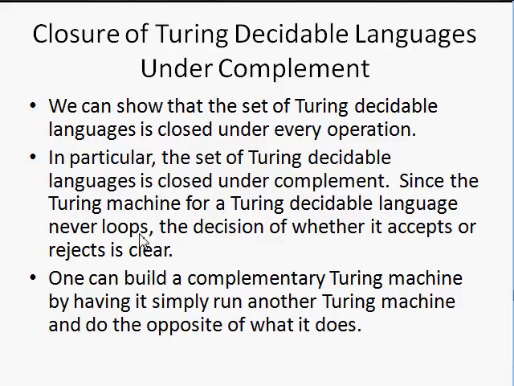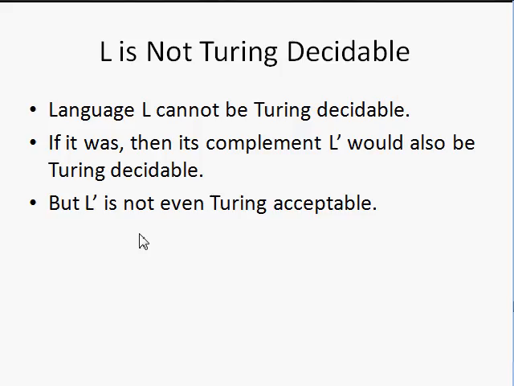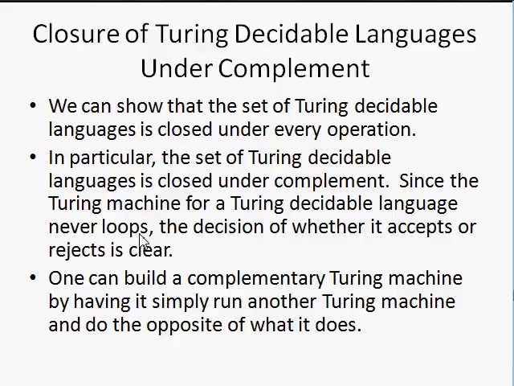And since we've shown that L prime was not even Turing acceptable, then its complement L can't be Turing decidable, because if it was, so would L prime be Turing decidable because the set's closed. So let's go back one slide. Here's a little bit of a proof that the set is closed under complement.